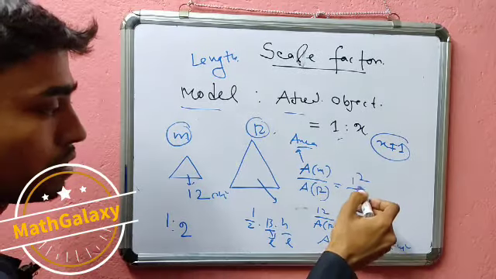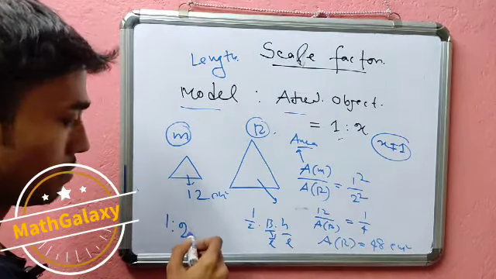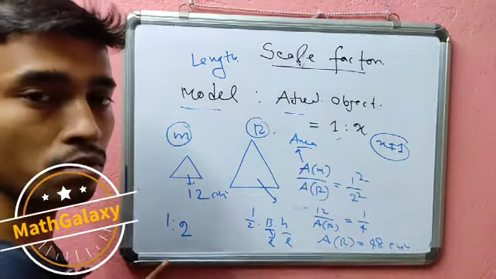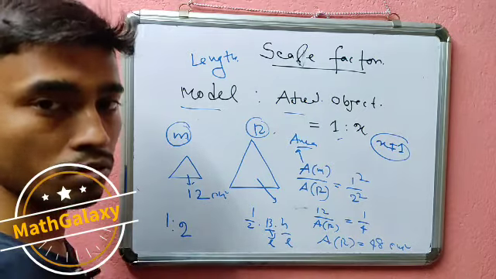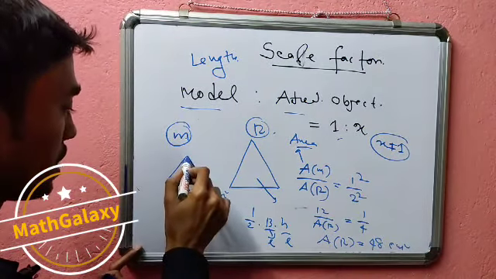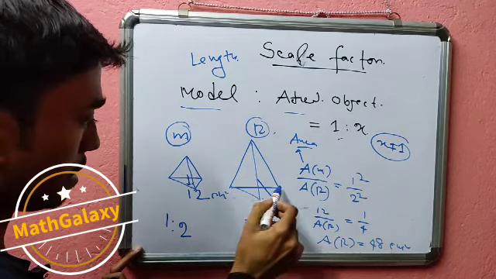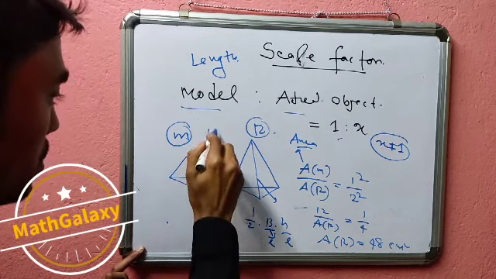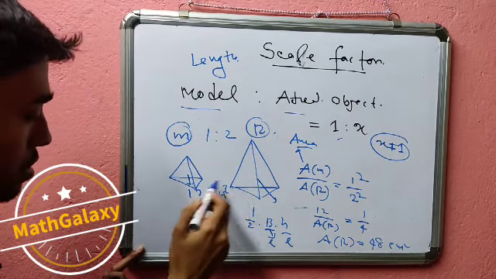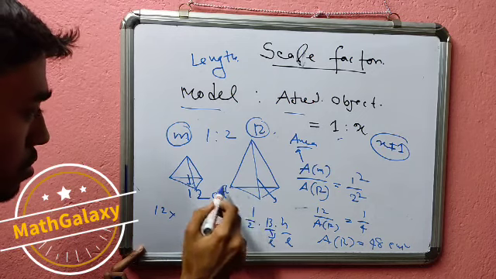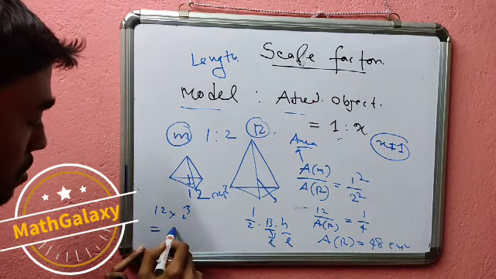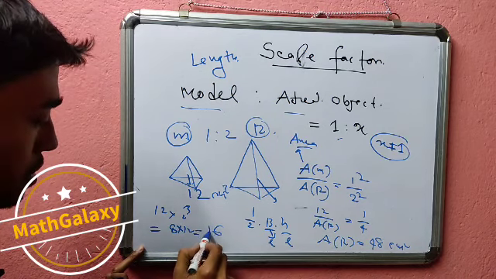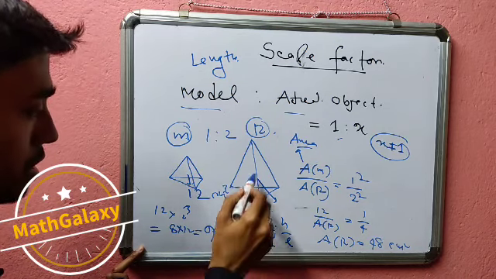So if it is area, then it should be the ratio of the squares. And similarly if it is volume, then it should be the ratio of the cubes, because volume is a 3-dimensional object. So if you extend it like this, and let's say the volume is 12 centimeter cube, and the scale factor is 1 is to 2, then what is the volume of the real object? It is basically 12 cross 2 cube. This means 8 cross 12, that is 96 centimeter cube of the real object.